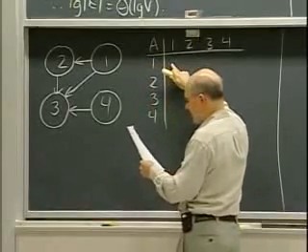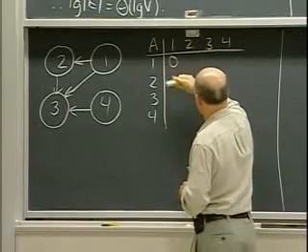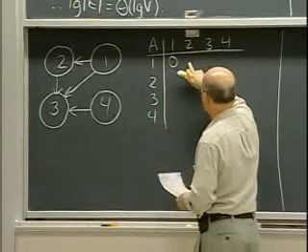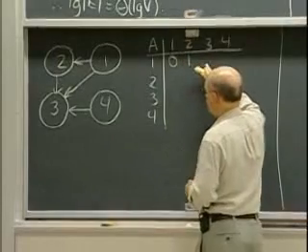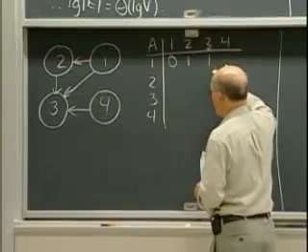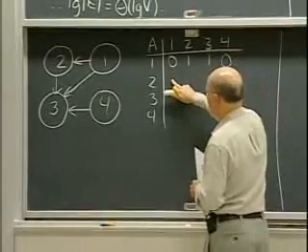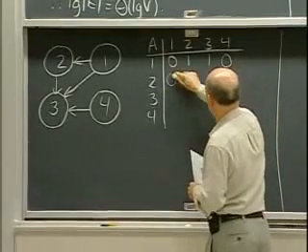Okay, so this says, is there an edge from A from 1 to 1? The answer is no. Is there an edge from 1 to 2? Yes. Is there an edge from 1 to 3? Yep. Is there an edge from 1 to 4? No.